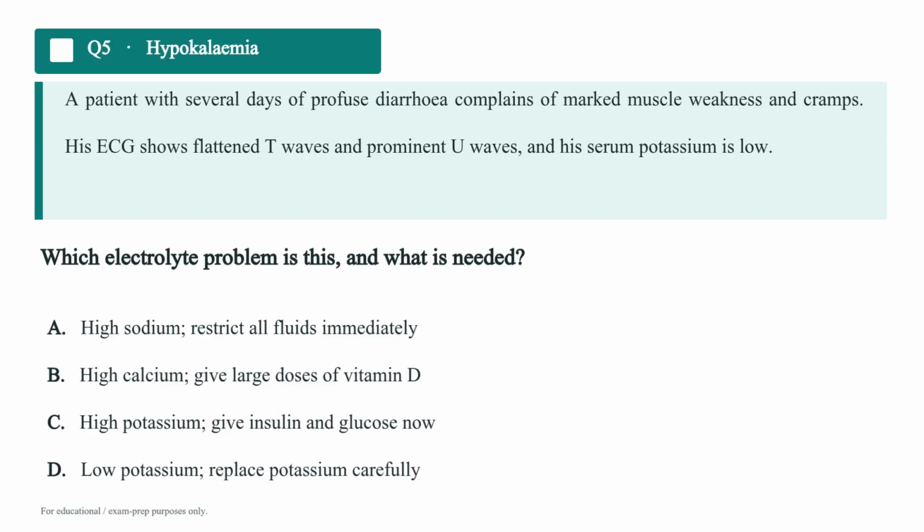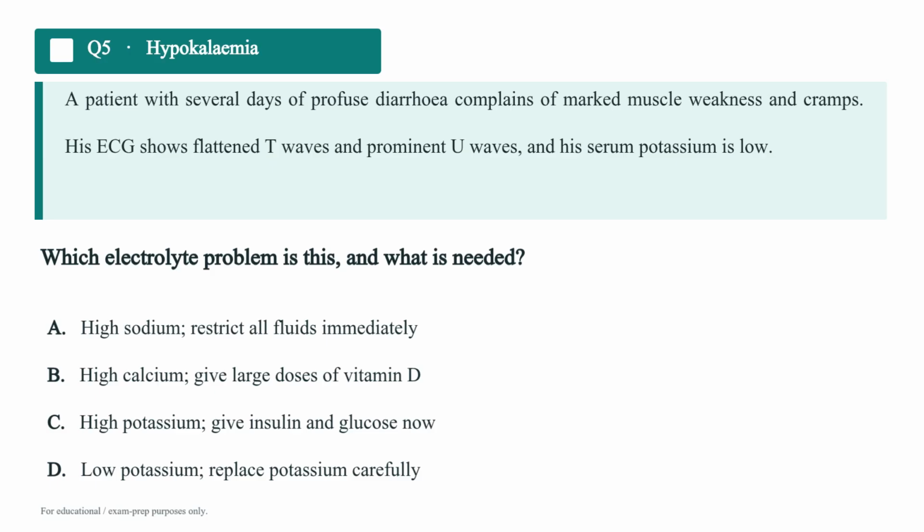Question 5. A patient with several days of profuse diarrhea complains of marked muscle weakness and cramps. His ECG shows flattened T waves and prominent U waves, and his serum potassium is low. Which electrolyte problem is this, and what is needed?